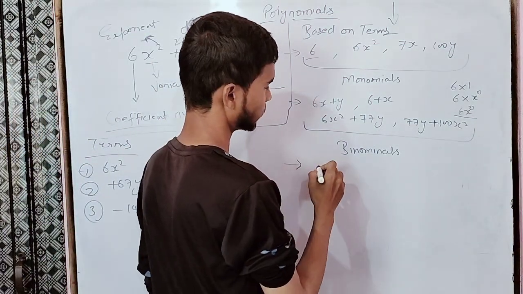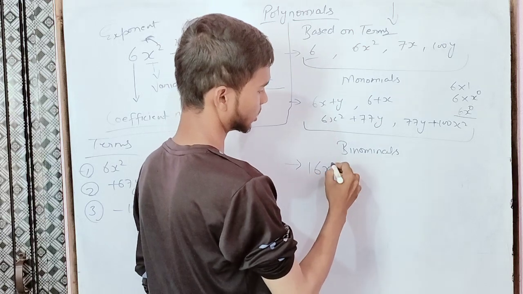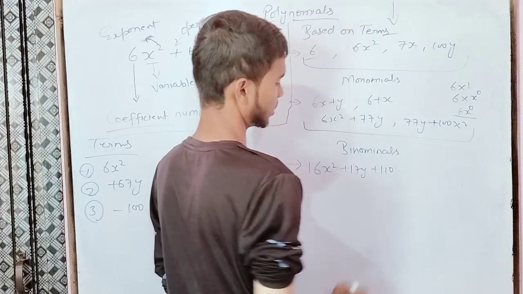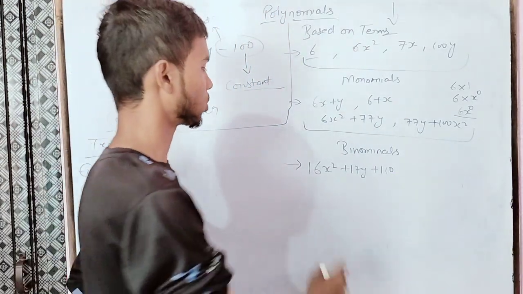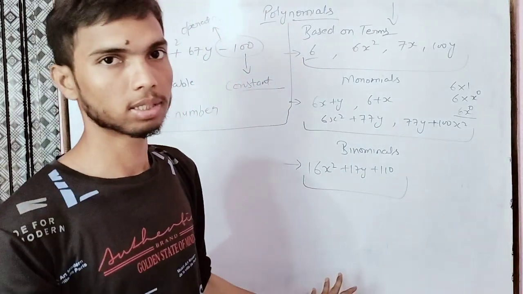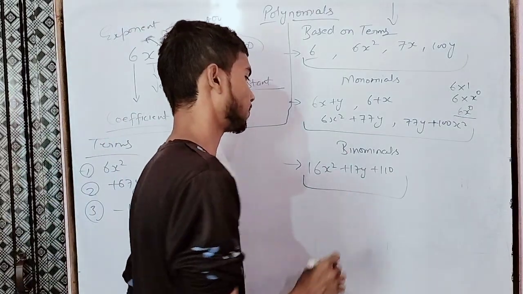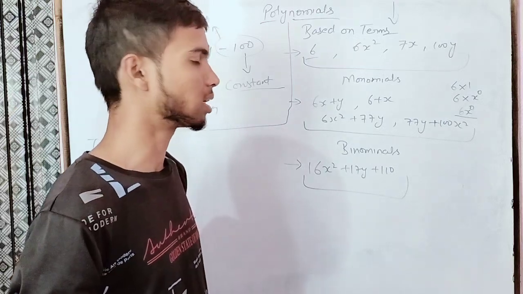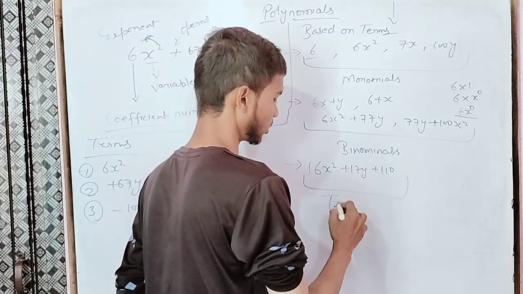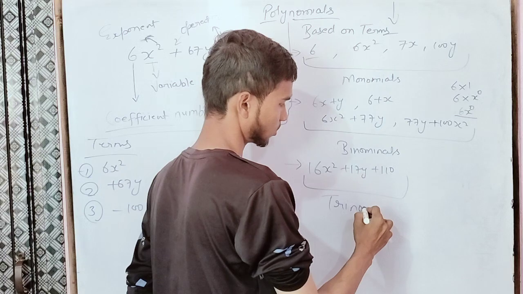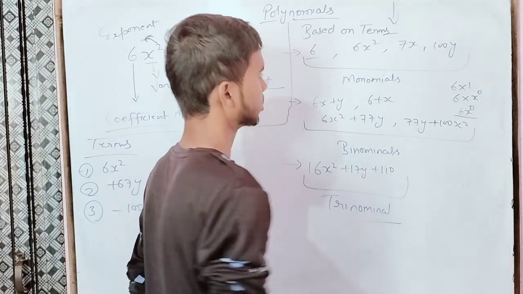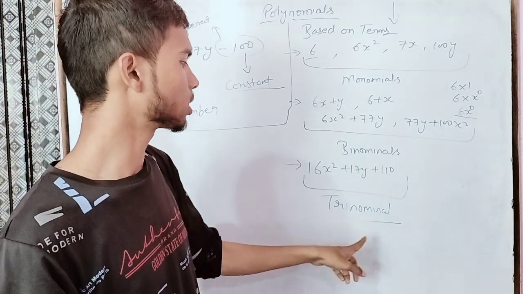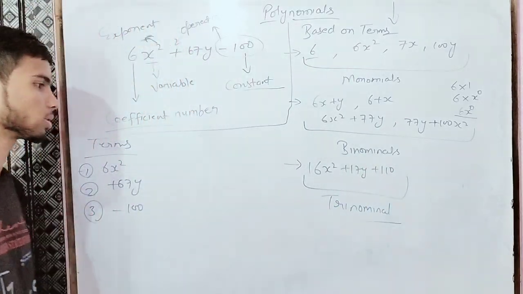Now next, 16x square plus 20y plus 110. Now there are three terms. So if there are three terms, then this polynomial will be considered as trinomial, based on terms. Mono means one, bi means two, tri means three terms. Trinomial.